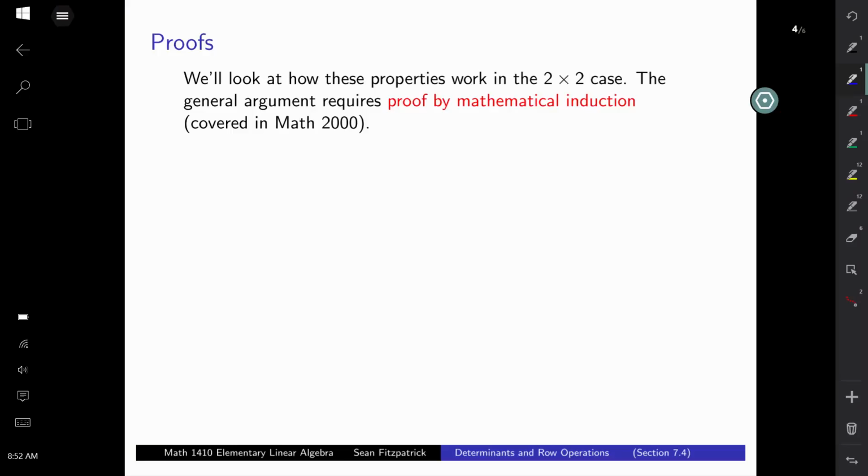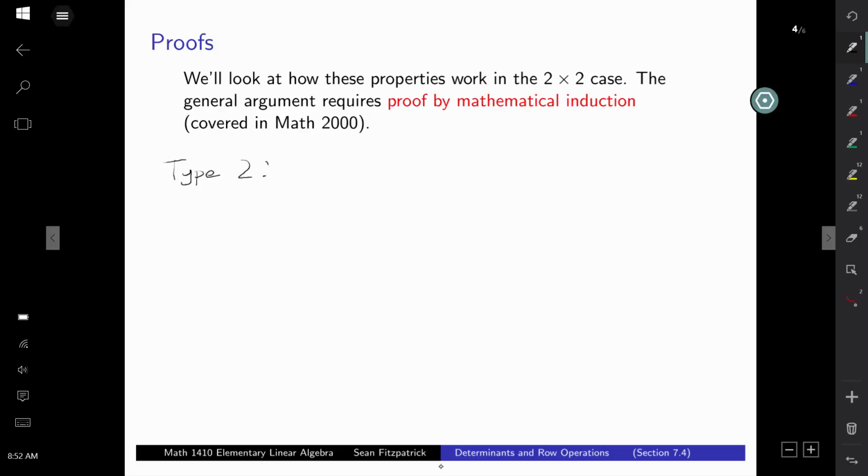So how do we know that these properties work? How do we see that these results are true, that performing these row operations has the desired effect? Well, most of them are not so easy to see. The type 2 is actually the easiest one to see.